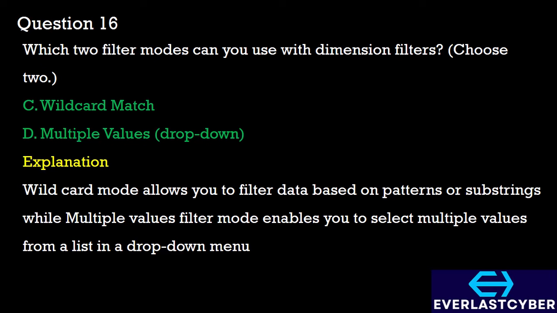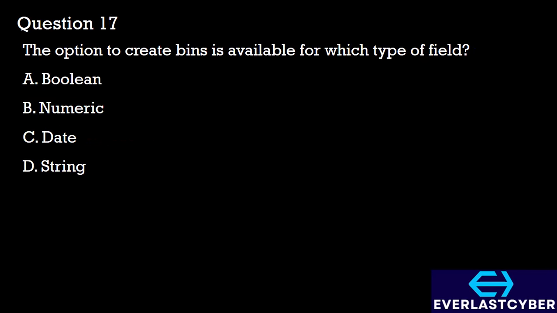The multiple values filter mode enables you to select multiple values from a list in a drop-down menu. And this is commonly used when you want to choose more than one dimension member for the filter. So that's why these are the two best answers, the two filter modes that you can use with dimension filters.